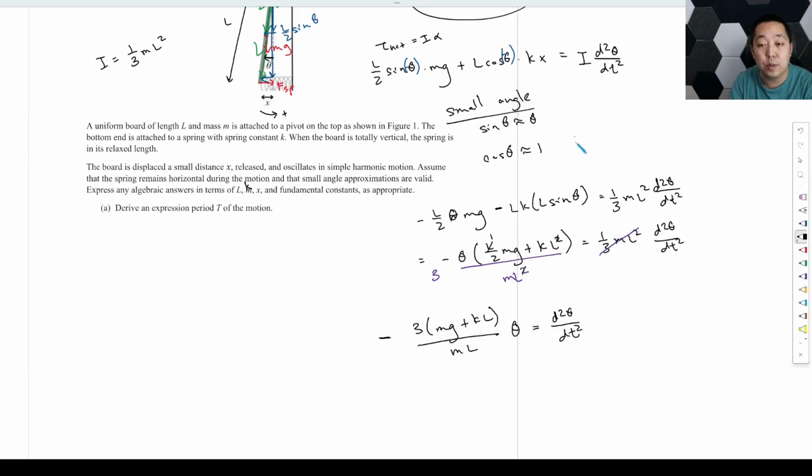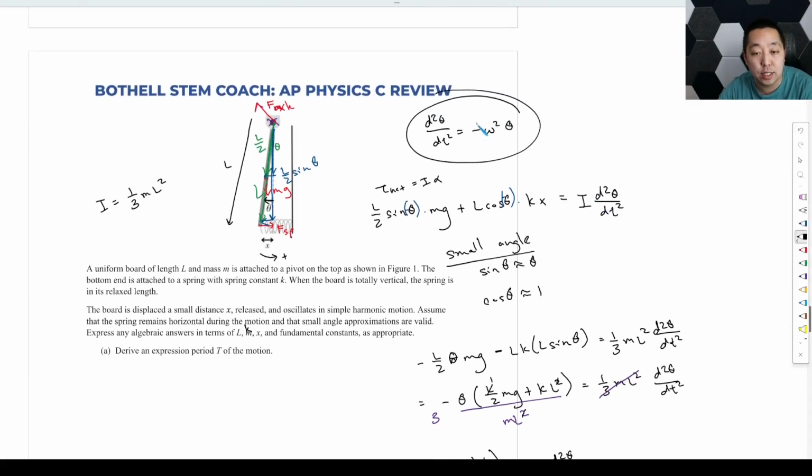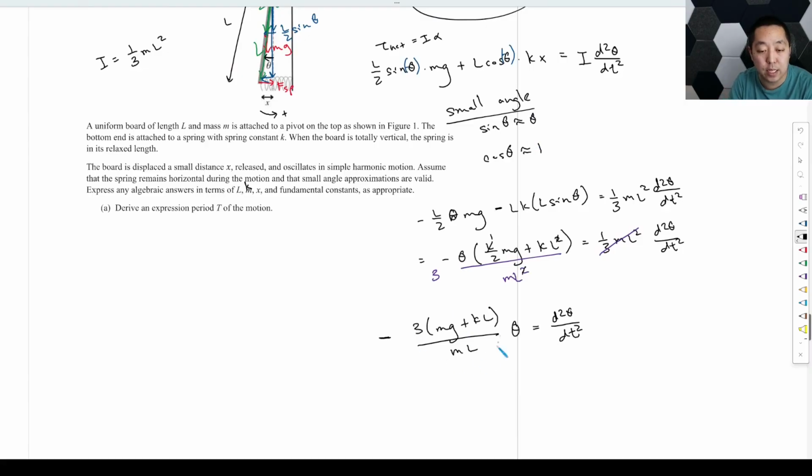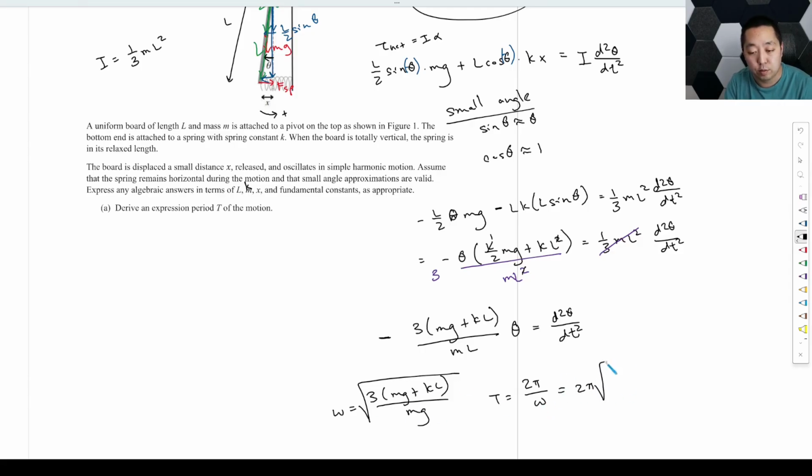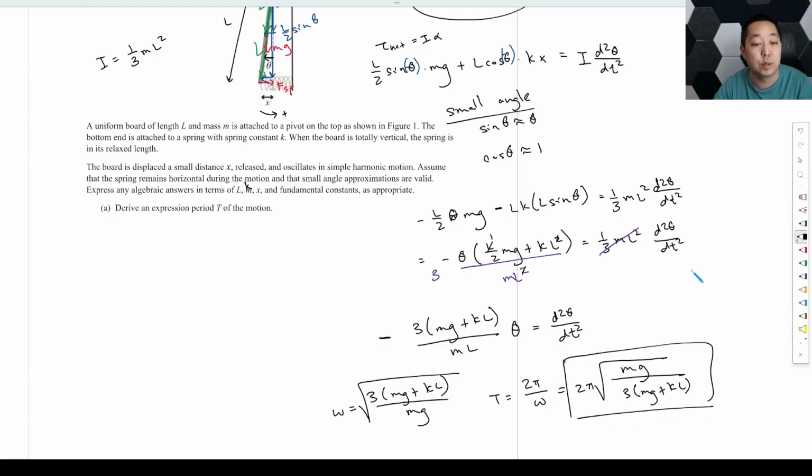So that's our setup. And to pattern match against omega squared, this guy is my omega squared. My omega squared is going to be 3 times (mg plus KL) over ml, like that. So omega is going to be the square root of that. And my period is going to be 2 pi over omega, which is 2 pi, and then just flip this guy over, right? 1 over it. So it's going to be ml over 3 times (mg plus KL), like that. Okay, so that is our equation for the period there.